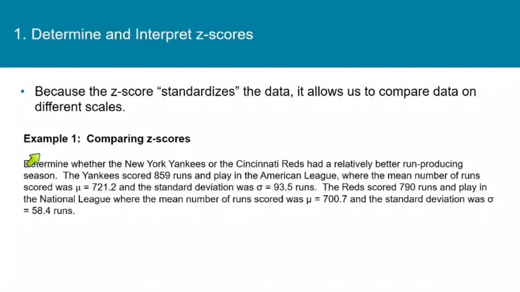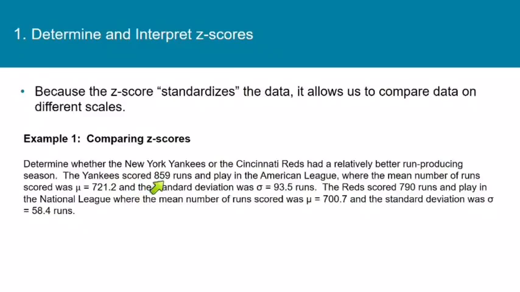So let's look at this example. This says, determine whether the New York Yankees or the Cincinnati Reds had a relatively better run-producing season. The Yankees scored 859 runs, and they play in the American League, where the mean number of runs scored was mu equals 721.2, and the standard deviation was sigma equals 93.5 runs. The Reds scored 790 runs, and they play in the National League, where the mean number of runs scored was mu equals 700.7, and the standard deviation was sigma equals 58.4 runs.